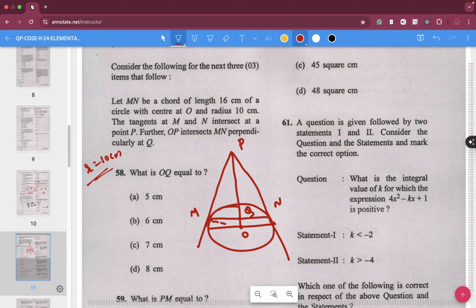Can I take this triangle over here? If I take this triangle, this is O, this is Q, this is M. What is the value of QM? MN value is 16, so QM value is 8. Then OM is simply the radius, 10, so automatically this will be 6, 8, 10. So for question number 58, OQ value is 6, folks. Very easy.